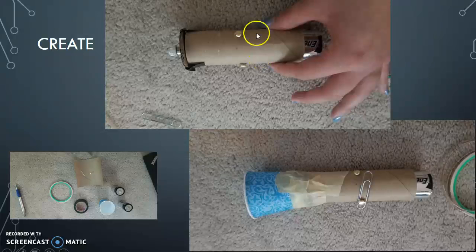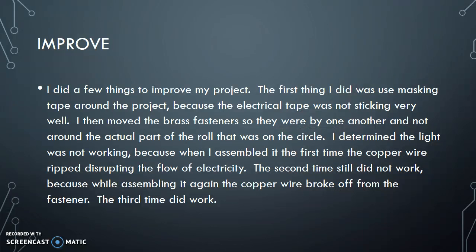And then I actually taped the toilet paper roll together. From there, I put a cup. The paper clip was supposed to be my switch, but when I tried it the first time, it did not work. So I ended up having to go back into improve immediately after I finished my first attempt. I made a couple of modifications, and the second time, it still didn't work. The third time is when I was able to be successful.